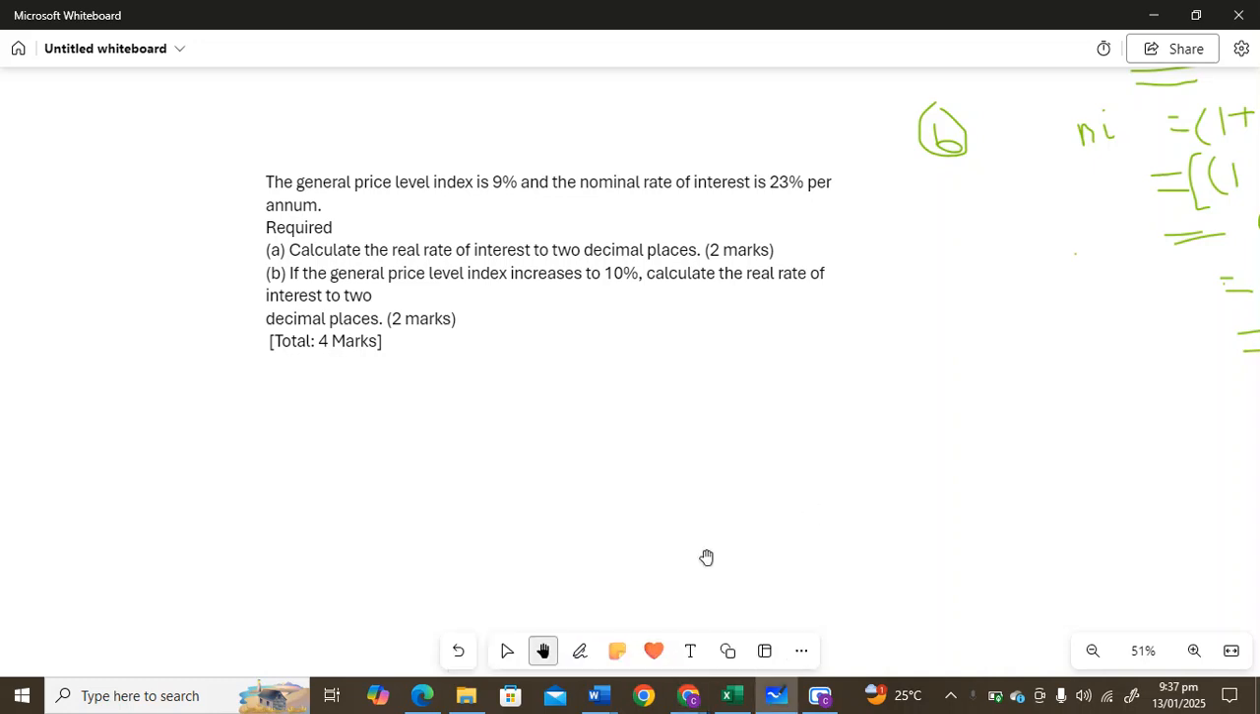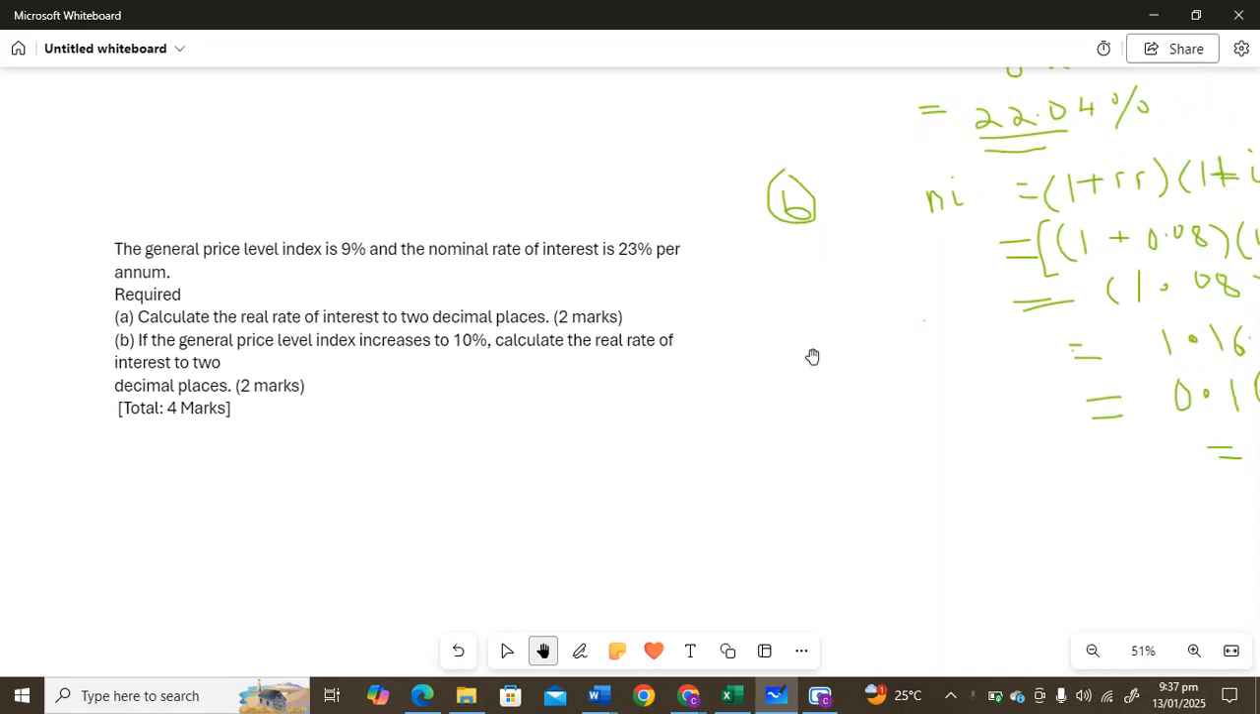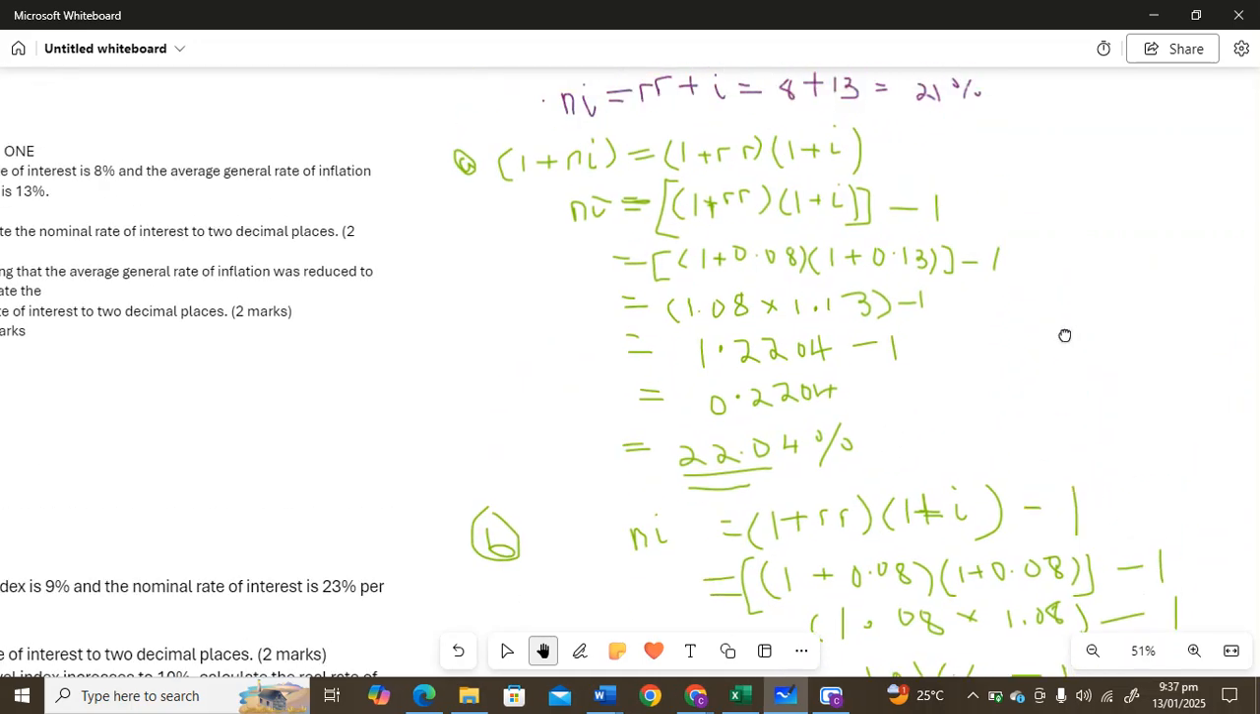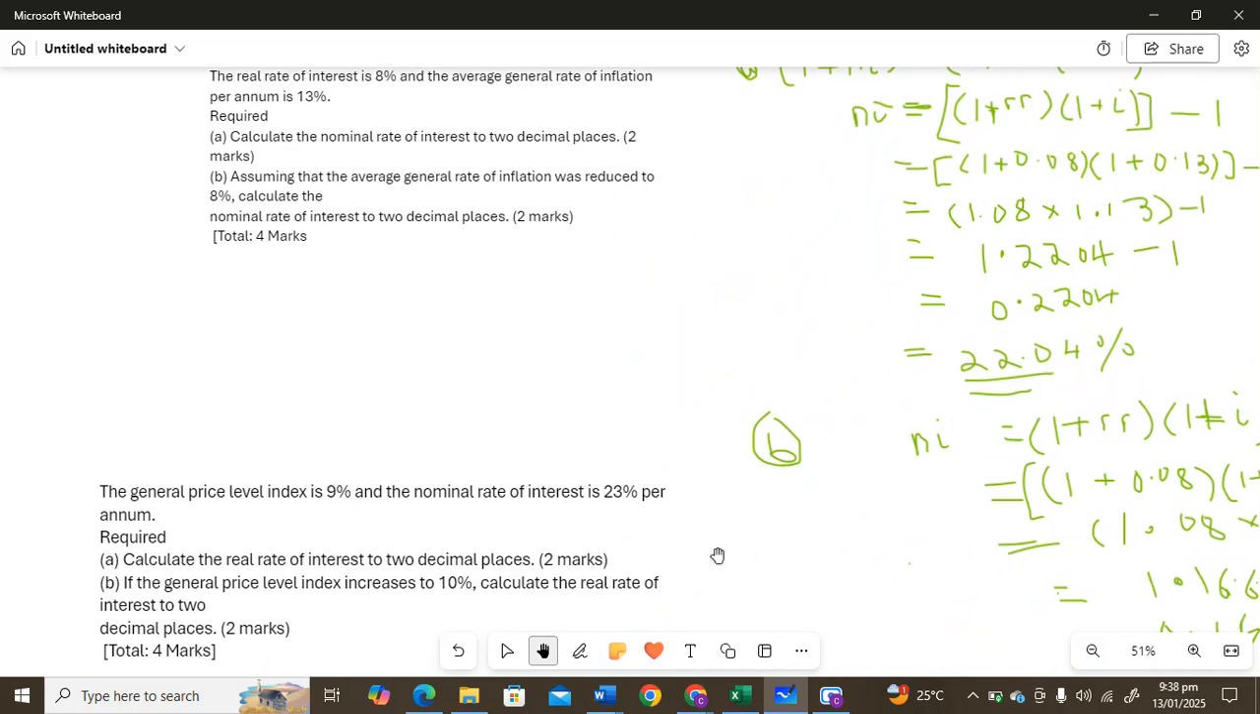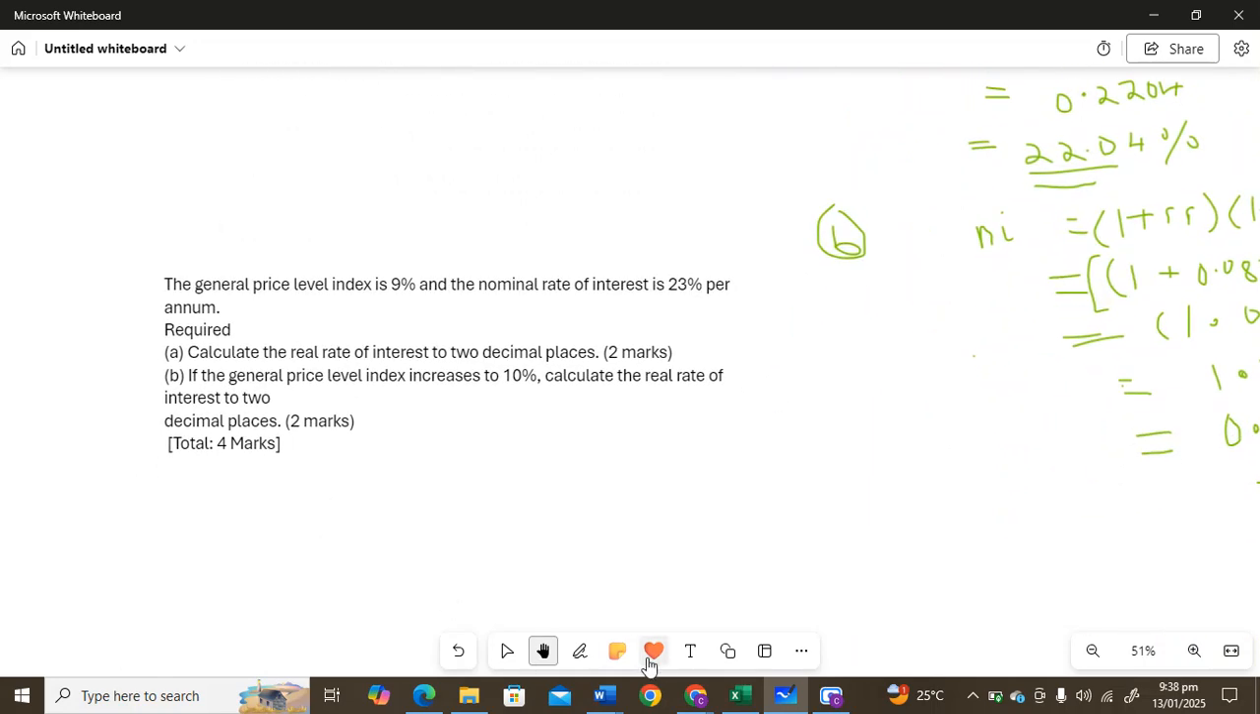So here we are calculating the real interest rate, meaning this nominal rate of 23%, we are taking into account inflation. So we're going to have to adjust this 23%. Okay, this formula here, we just want to make the real interest rate the subject of the formula.